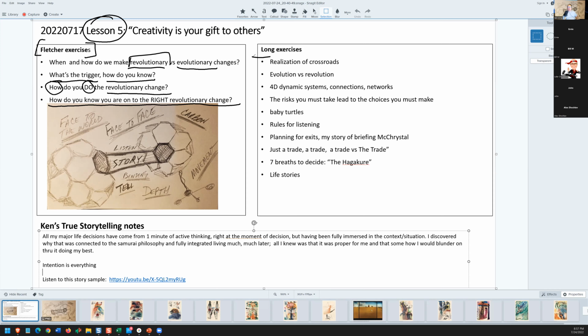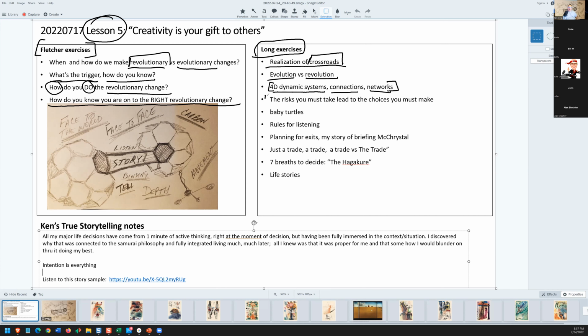My exercises were to explore this idea of knowing when you're at a crossroads. And again, evolution versus revolution. And I talked about the nature of making changes when you're actually inside 4-dimensional dynamic systems, 4th dimension being time. And then the importance of the connections that we make in our networks.